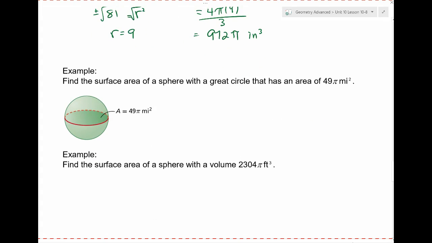Okay, for the next one, please don't overthink this. How many of you would automatically say, I'm just going to solve for the radius? If you did, are you going to be right? Totally. But what's the nice thing that they told you? It told you the great circle is what?